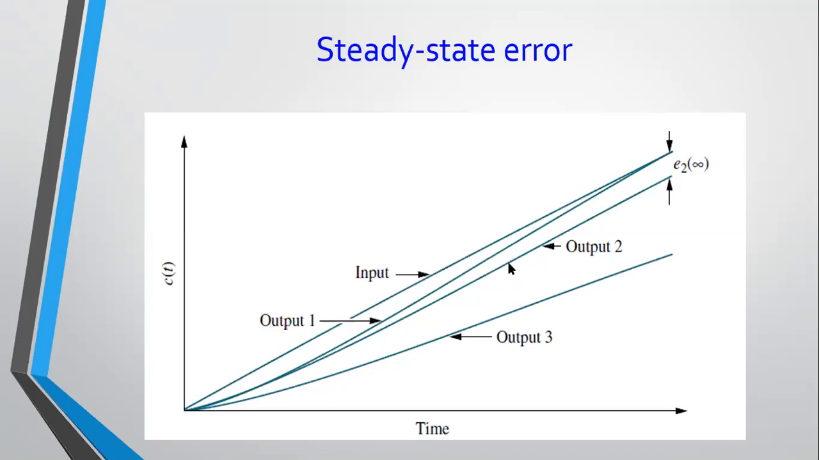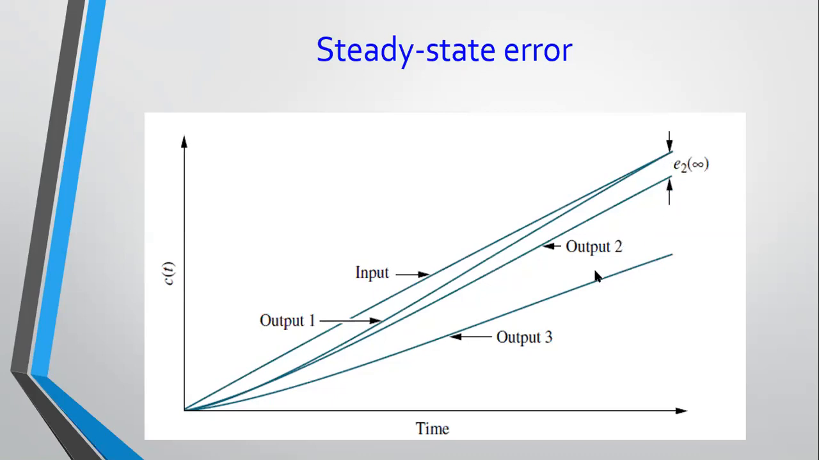If we look at another case, where output number 2 is trying to track the input, after some time we find the difference between the input and the output remains constant, fixed. So this system, output number 2, has been able to track the body moving with constant velocity, but there's an error between the two. So this is a case of a constant error. The previous one is a case where there's no error, so it tracked perfectly. This one is able to track it with some error.